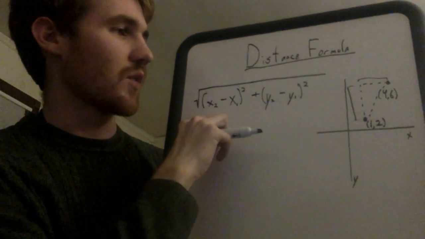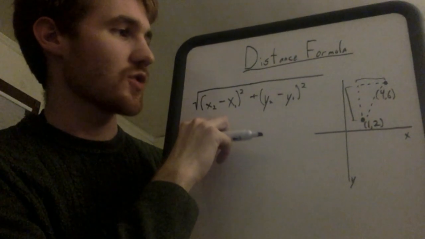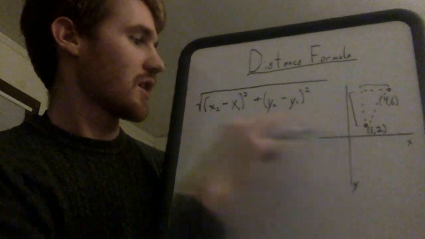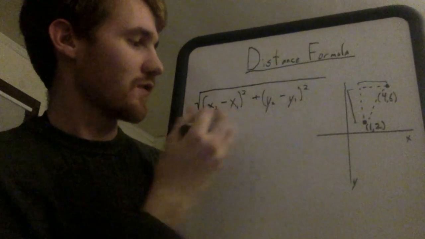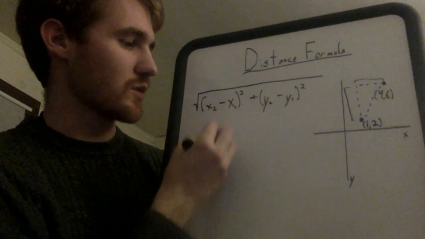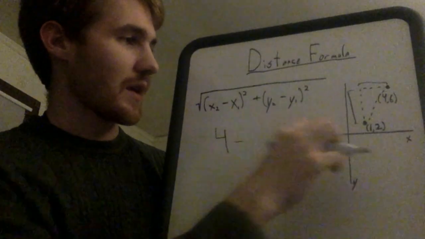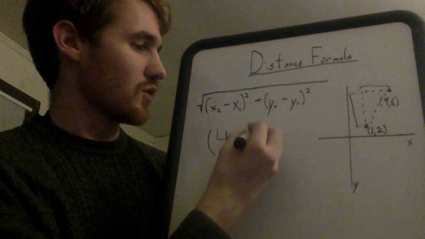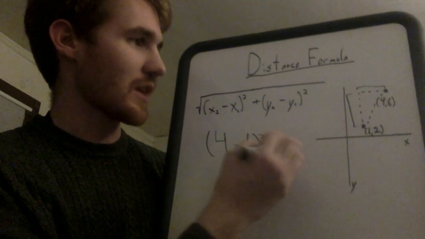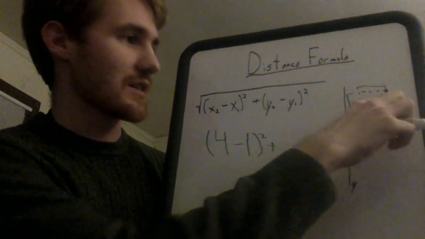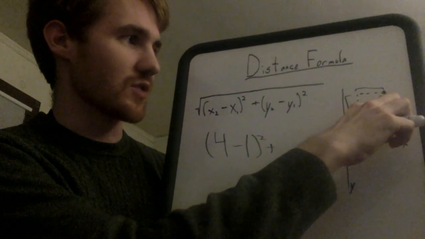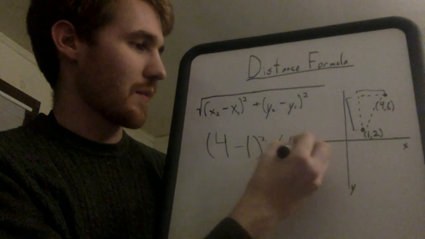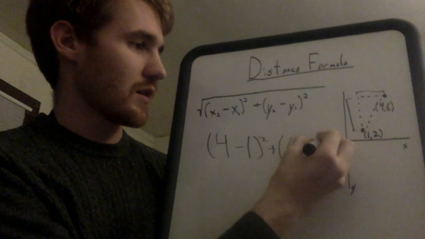So we find the difference between the 2 x's, x2 minus x1. Remember, the x is the first number in a set of coordinates. So x2, in this case, would be 4. If it helps, you can label those beforehand. x1 would be 1. You square that. Same thing, except with the y's this time. 6 and 2. We take the 2 y values, the second coordinate in the point. So 6 minus 2 squared.